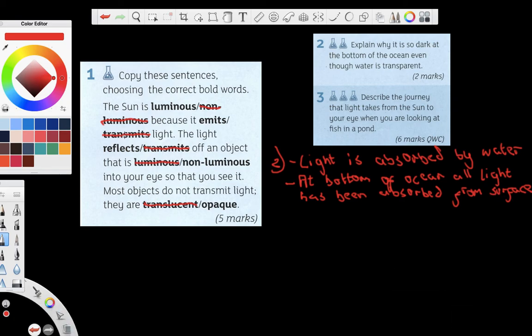2 marks. Our final question, question 3, says, describe the journey that light takes from the sun to your eye when you are looking at a fish in a pond. So you should have said, first of all, that the sun emits light. You could have then said that the light travels through space to Earth.